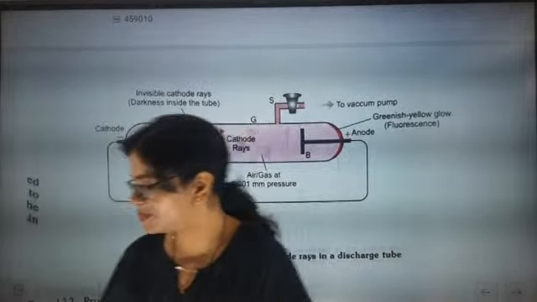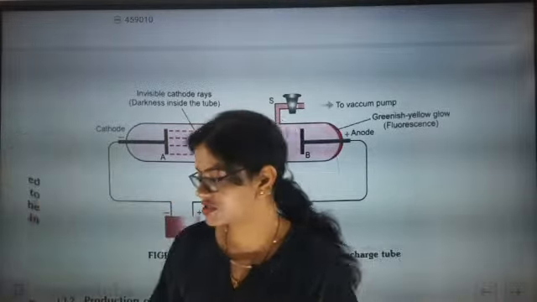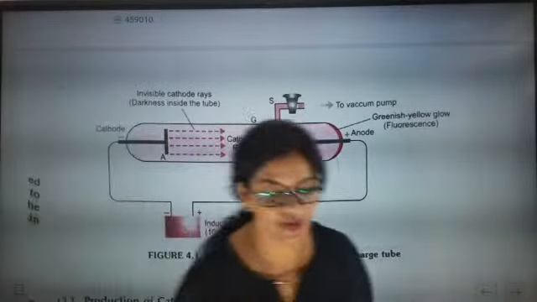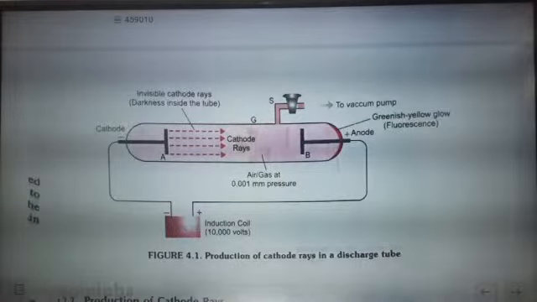Okay, I am going to keep it till here. In the evening I am going to discuss cathode rays and anode rays. I have to start class 10th class. It's time now.